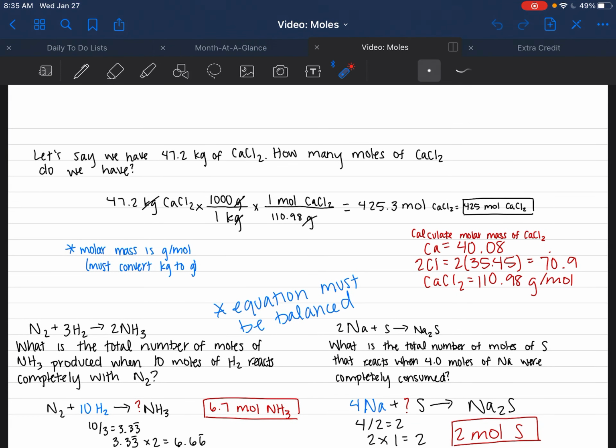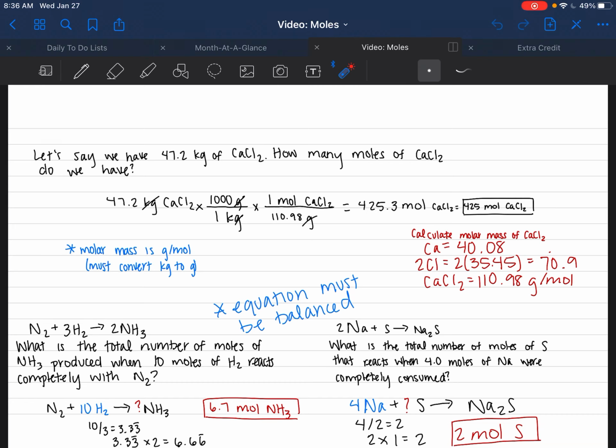So let's say that we have 47.2 kilograms of CaCl2. So how many moles of CaCl2 do we have? So the first thing to notice, the molar mass that we've done in the last couple problems is in grams per mole. It is not in kilograms per mole. So we first have to convert those kilograms that we were given to grams. So the first thing that I would do is get 47.2 kilograms, that's what I was given, times 1 kilogram is 1,000 grams. That is something that we already know based on our conversions, and you can also find it on your reference sheet. So those kilograms cancel out, and now we have grams.